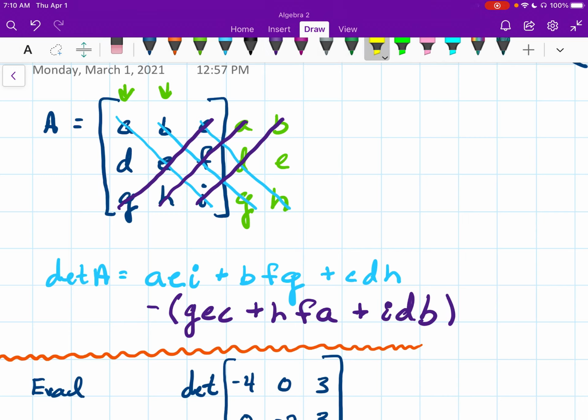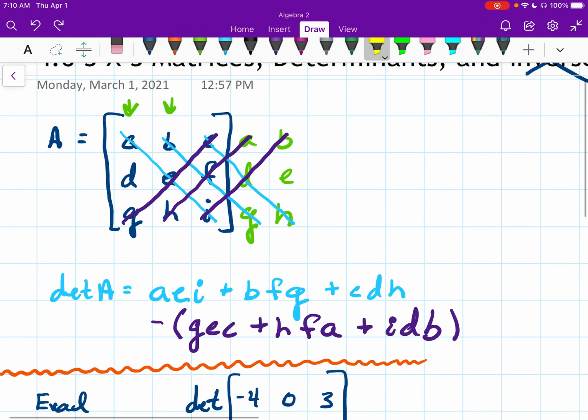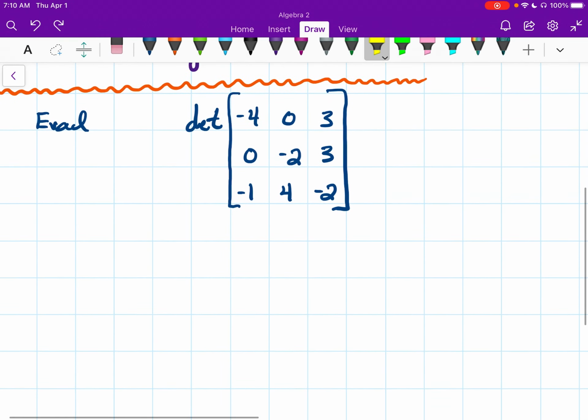And the way that I like to write it, instead of putting a negative by all of them, I put a negative out front. So you can either do that little process where you copy down the columns, or you can memorize this formula. I know which one I prefer, but you can do whatever you think is best. So we only have one example here. We're going to find the determinant of this matrix.